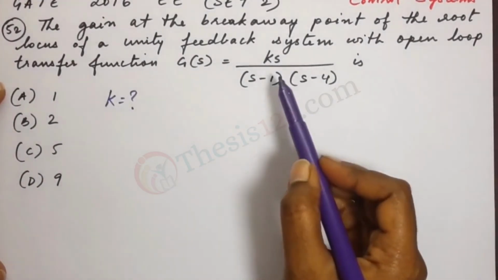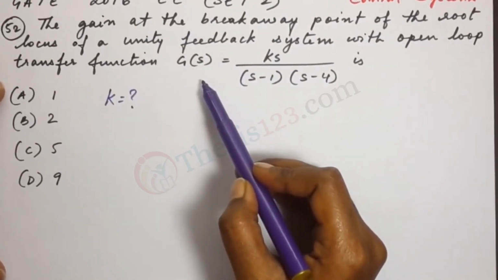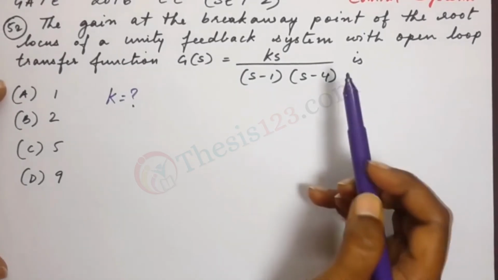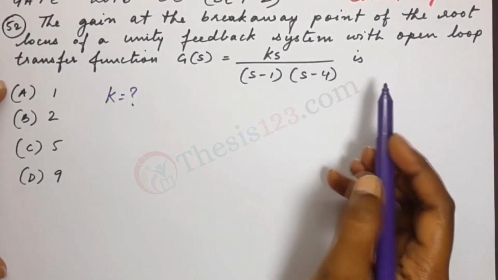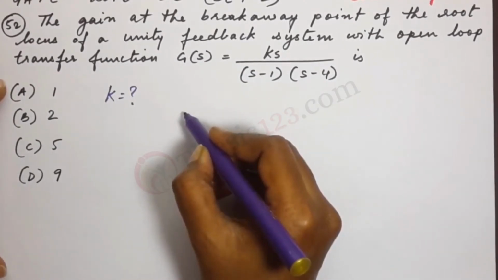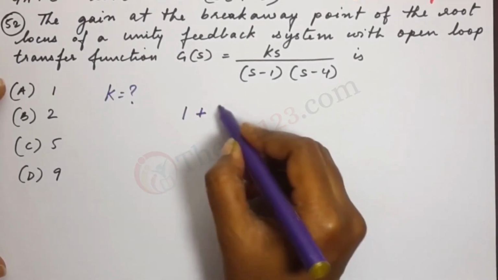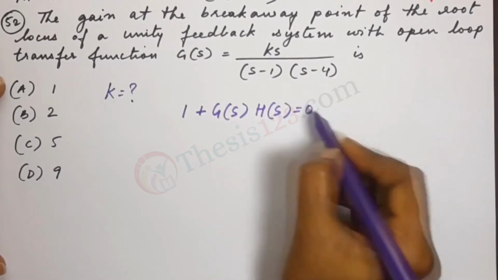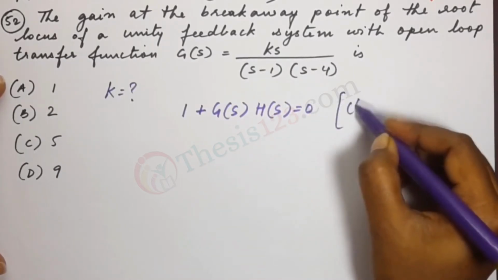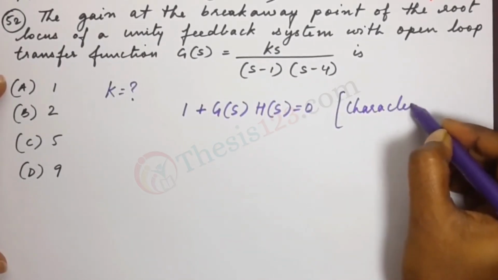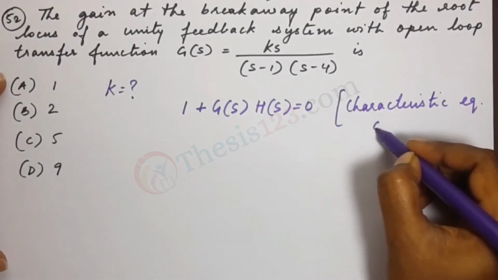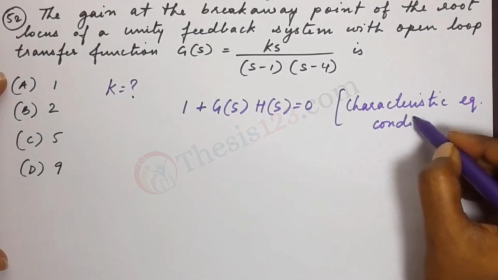Let's start with what's given to us. G of s is equal to Ks by (s minus 1)(s minus 4). Now since we are working with an open loop transfer function, the characteristic equation is given as 1 plus G of s into H of s is equal to 0. This is the characteristic equation, or we can call it a condition.